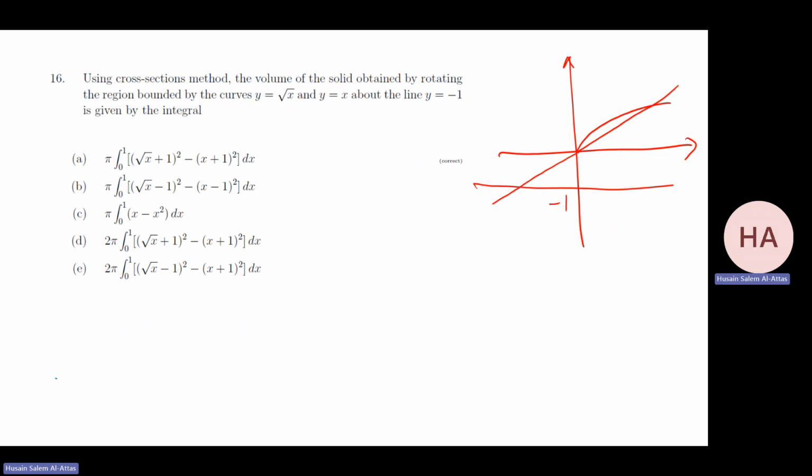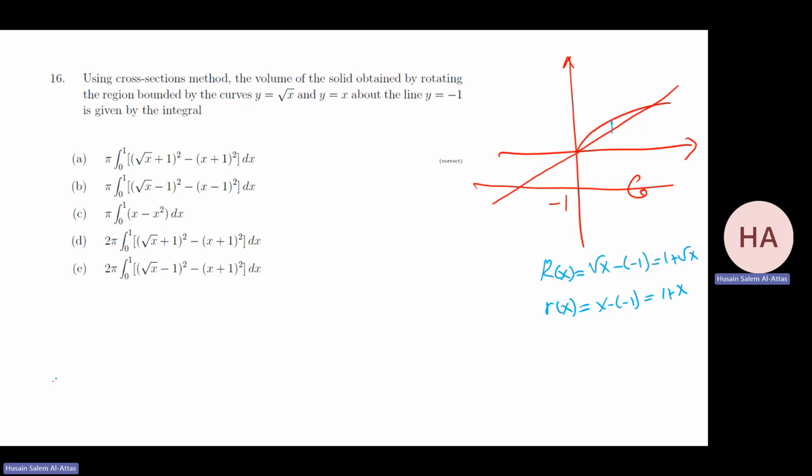This is minus 1. So that will be my line. So you have R of x will be what? The upper, which is the outer radius, is square root of x minus -1, which is 1 plus the square root of x. Small r of x will be x minus -1, that will be 1 plus x.